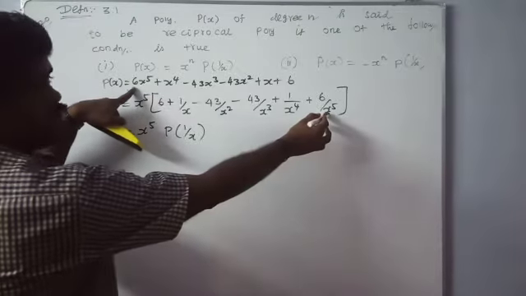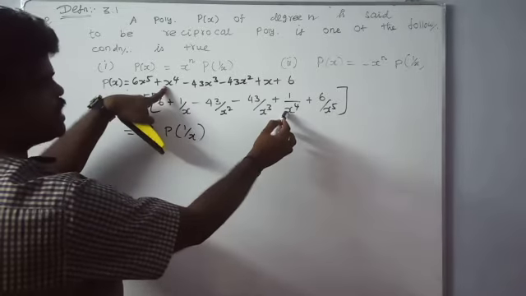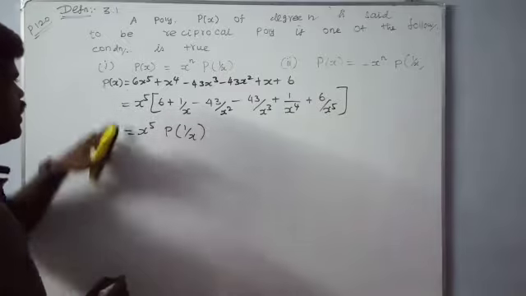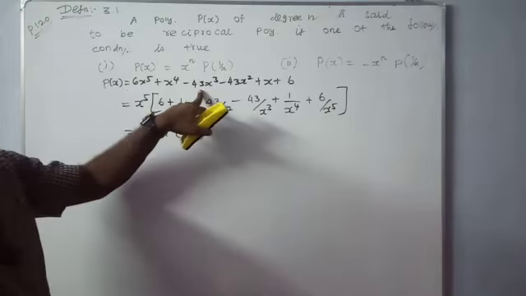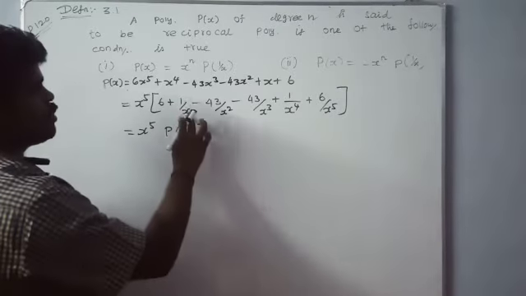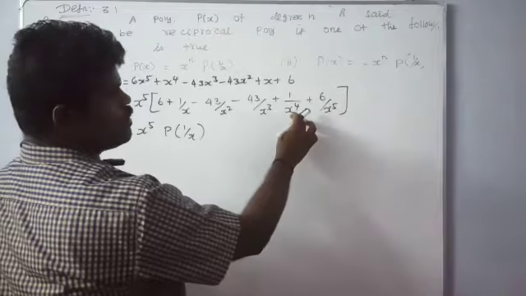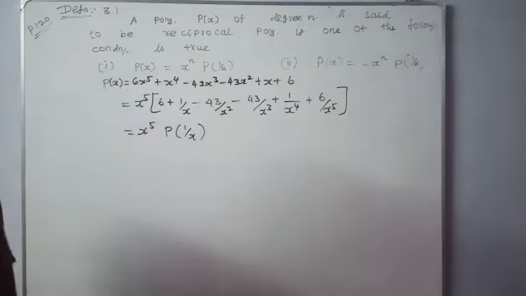This is the first term, and 1 by x power 4. Here, replace x by 1 by x. So what are the values? 6 plus 1 by x minus 43 by x square minus 43 by x cube plus 1 by x power 4 plus 6 by x power 5. This is called p of 1 by x.